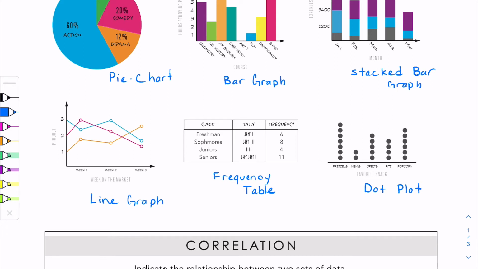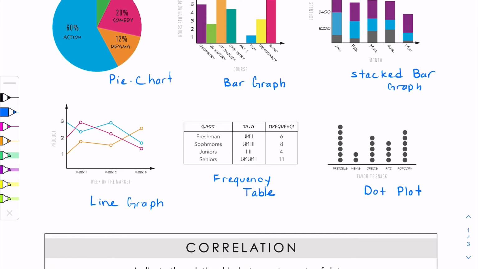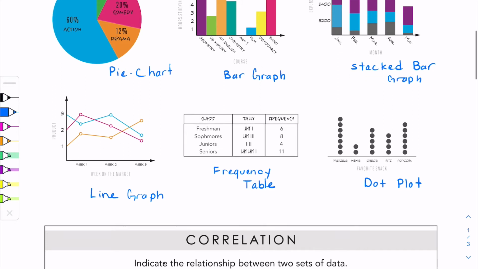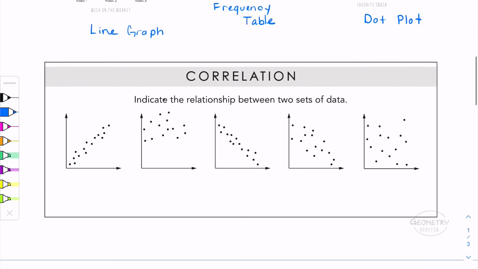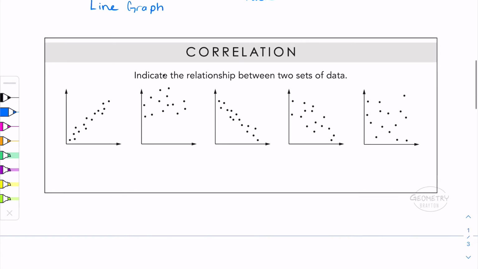So it's important that you recognize all these different methods for organizing data, and in the future, you'll have to identify which ones you're using or which ones are the most effective to use. Another piece of information that's important when you are indicating the relationships between sets of data is the correlation. So there's a lot of examples of correlation, and we're going to start with the first graph.